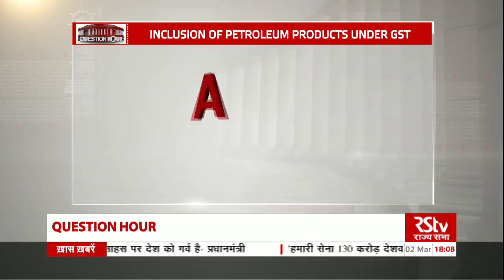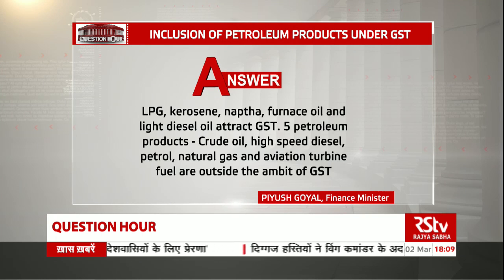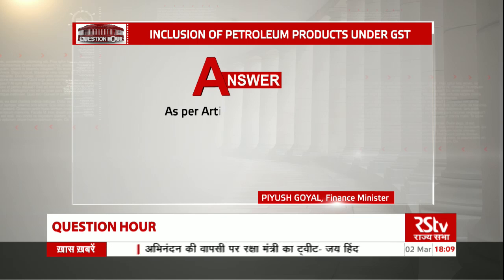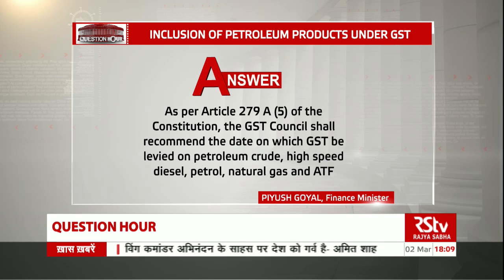The answer given by the government is an affirmative, and the government goes on to say that LPG, kerosene, naphtha, furnace oil and light diesel oil attract GST. 5 petroleum products, namely crude oil, high-speed diesel, motor spirit, natural gas and aviation turbine fuel, are outside the ambit of GST. The government further goes on to say that as per Article 279A(5) of the Constitution, the Goods and Services Tax Council shall recommend the date on which the goods and services tax be levied on petroleum crude, high-speed diesel, motor spirit, natural gas and aviation turbine fuel.